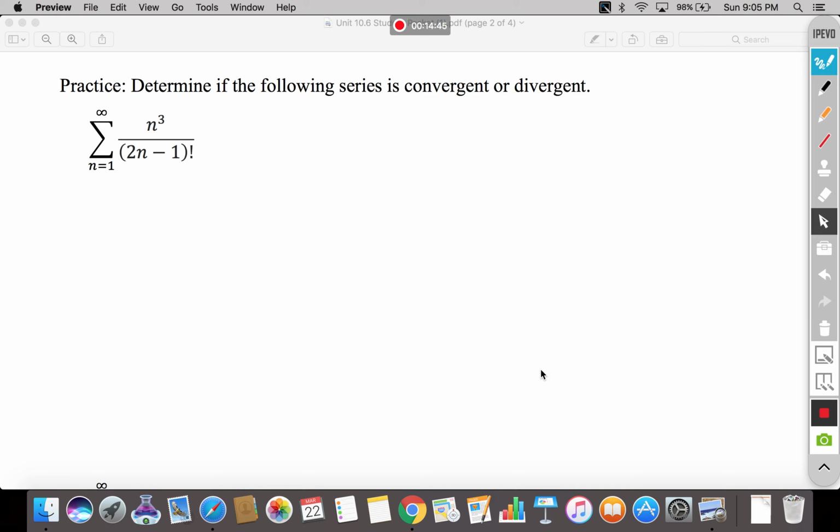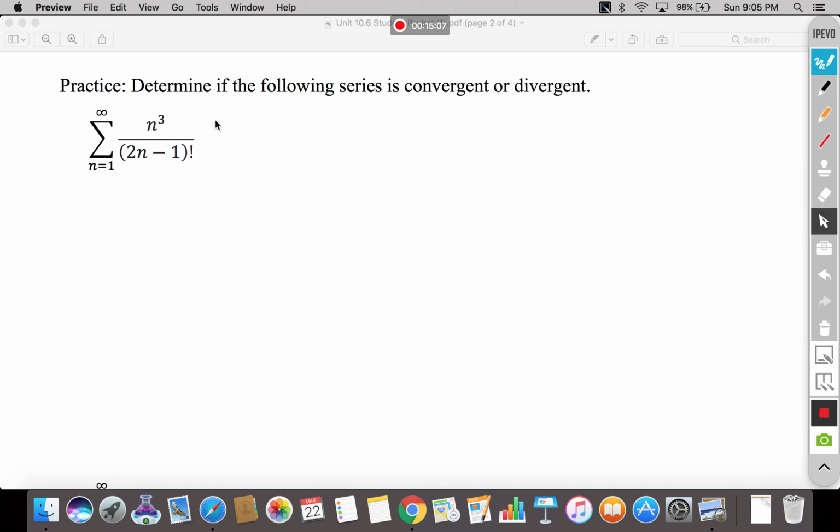All right, let's take a look. For some of these, I want to shortcut it a little bit. Instead of writing the big fraction, I'm just going to go ahead and do the multiplying by the reciprocal part. That way I don't have to write it out every time, because it's what we're going to do every single time, okay? So let's see, we have n cubed over (2n minus 1) factorial.